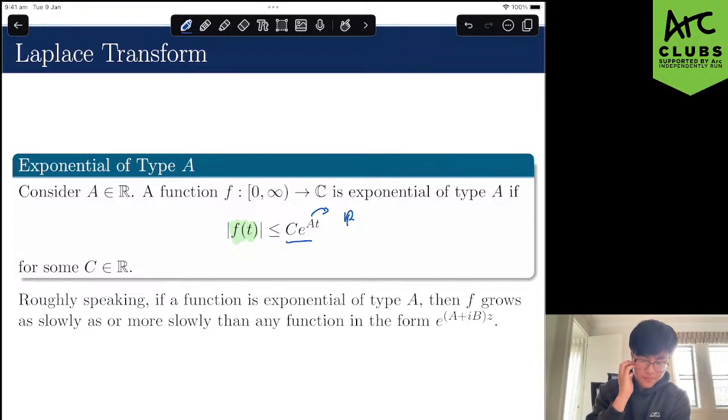I guess this is kind of the definition. You see the little note there. It says, roughly speaking, if a function is exponential of type A, it just grows slower than a function of the form e to the (a plus ib) z.